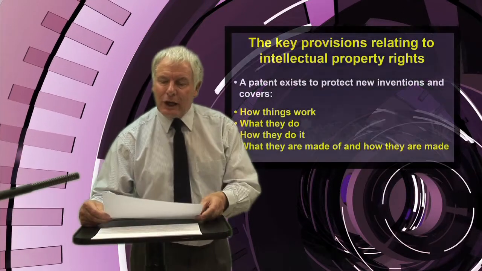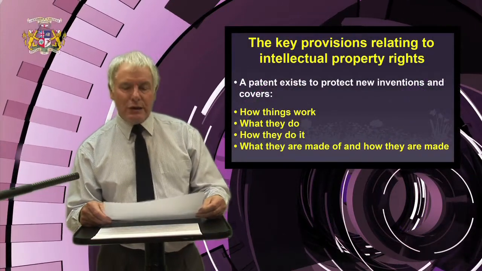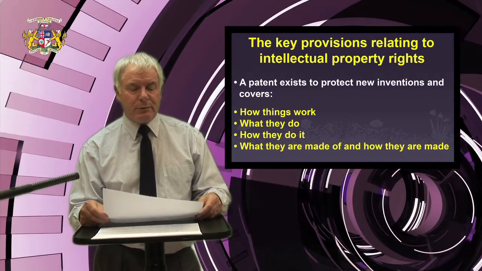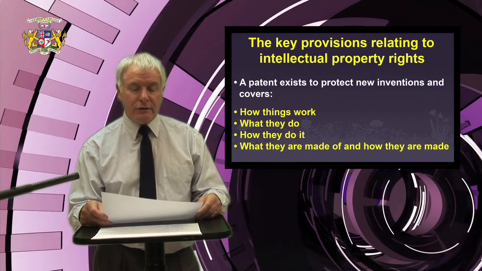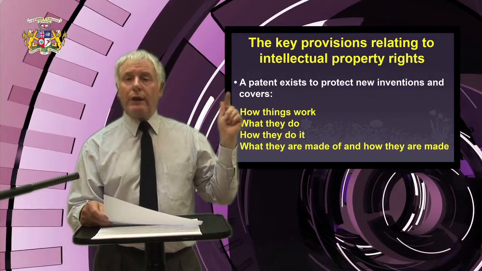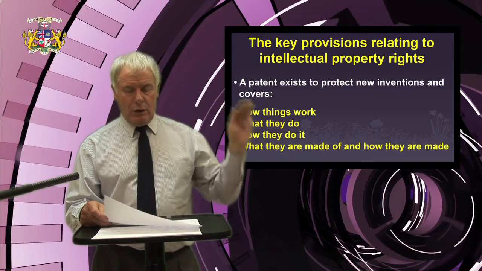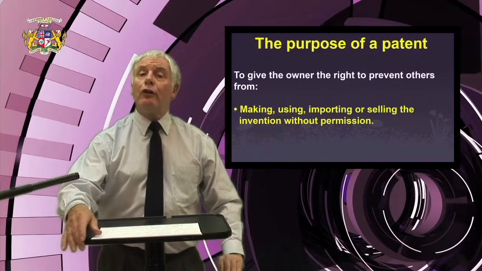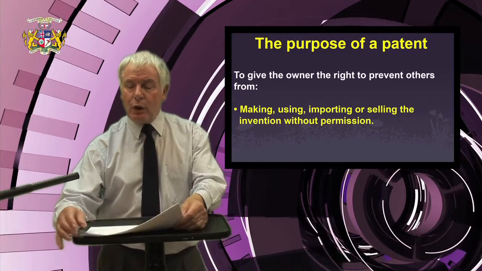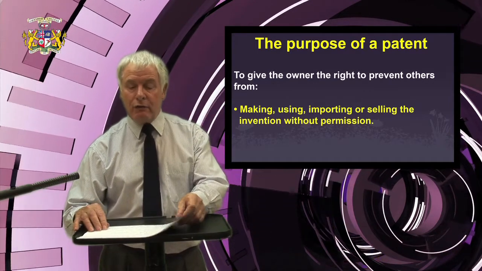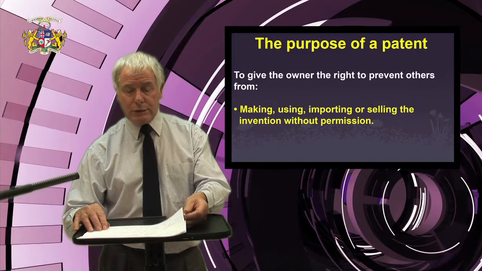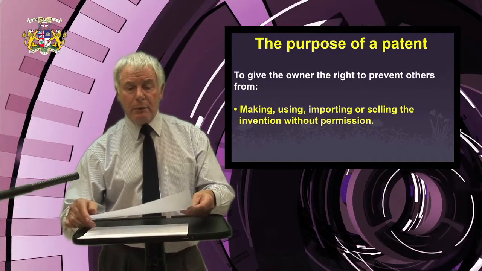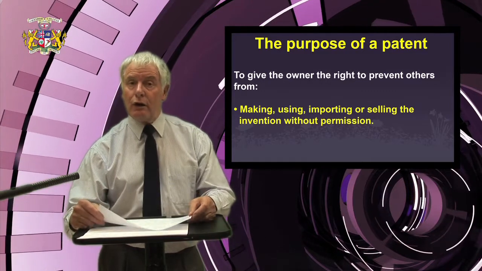Part 4. The key provisions relating to intellectual property rights. A patent exists to protect new inventions and covers the following: how things work, what they do, how they do it, what they are made of, and how they are made. The purpose of a patent is to give the owner the right to prevent others from making, using, importing, or selling the invention without the permission of the original owner.